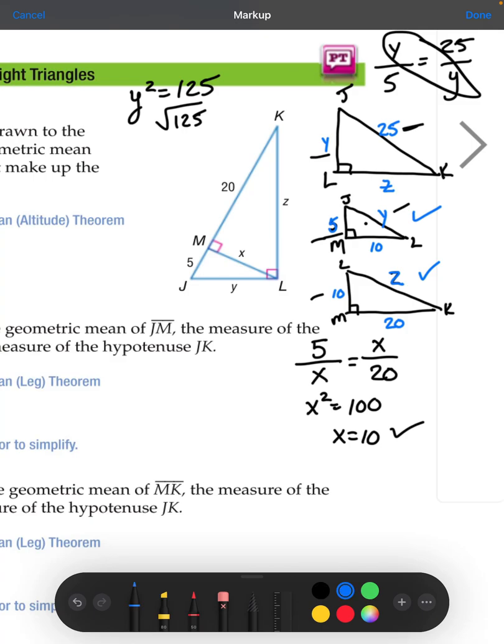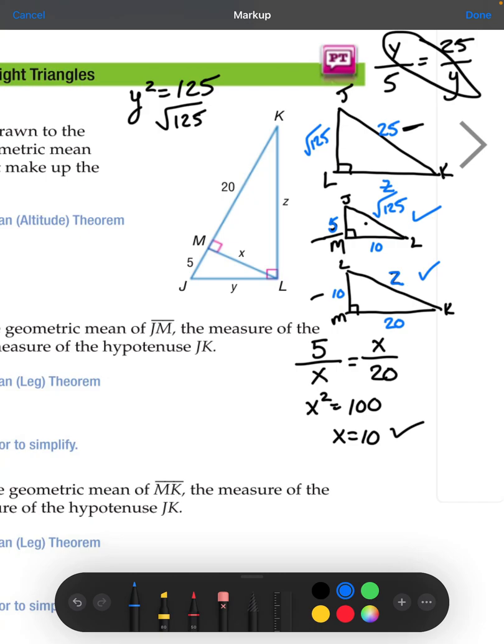And so then we know that y, and this y is the square root of 125, and this one is the square root of 125. So the second triangle is already solved.